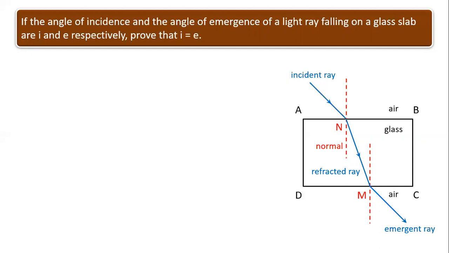Now you all should know this by now, the angle between the incident ray and the normal, this angle is called the angle of incidence, which is denoted by I. The angle between the refracted ray and the normal, this angle is called the angle of refraction, which is denoted by R. And the angle between the emergent ray and the normal, this angle is called the angle of emergence, which is denoted by E.